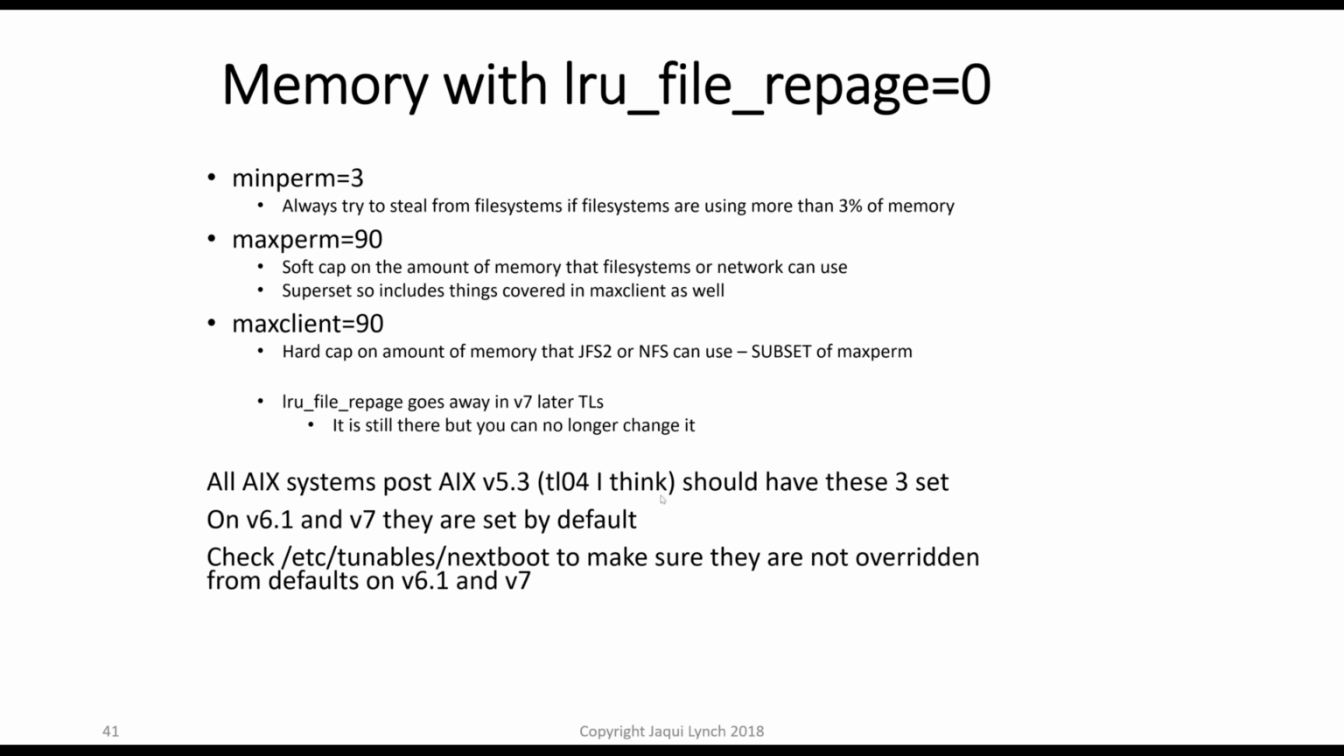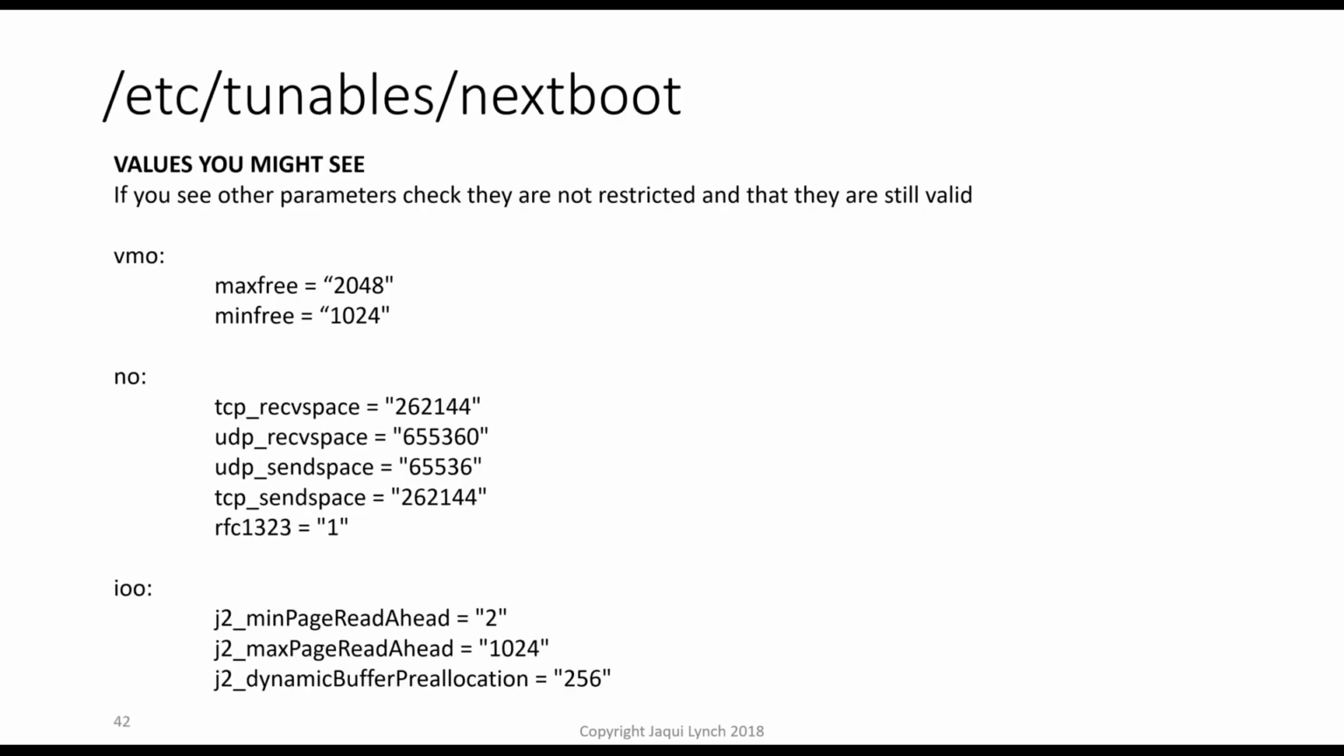So basically, these should be set by default, and they should not appear in your nextboot. But you should check your nextboot tunables, because if you've done any upgrades from version 5 to 6 or 7, any tunables that were set in the old system will show up in nextboot, and they may be wrong and they may be hurting you. And this is what I typically will have in my nextboot. I'll typically have settings for minfree and maxfree, and those are basically used to determine at what point I start stealing and at what point I stop stealing. We'll talk about that in a minute.